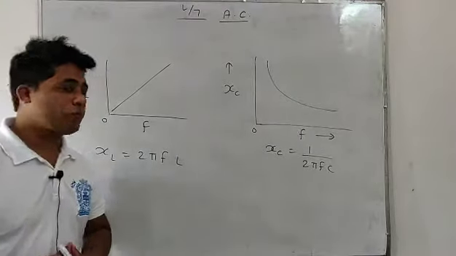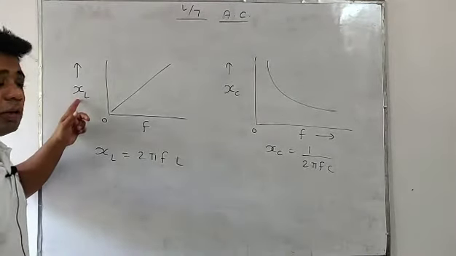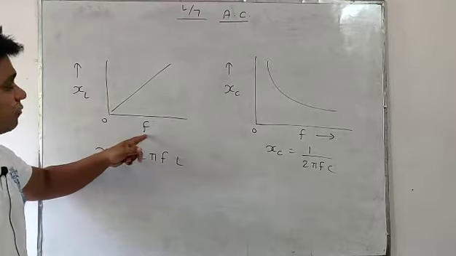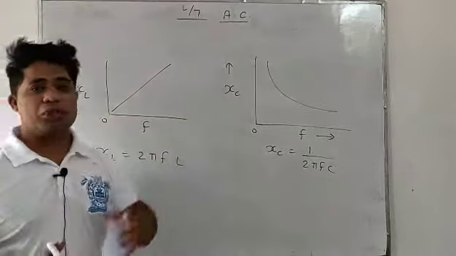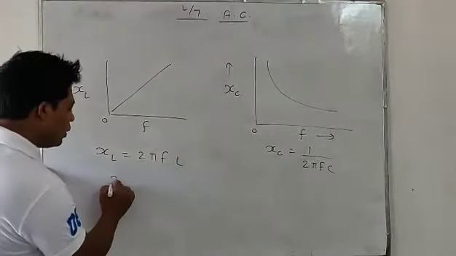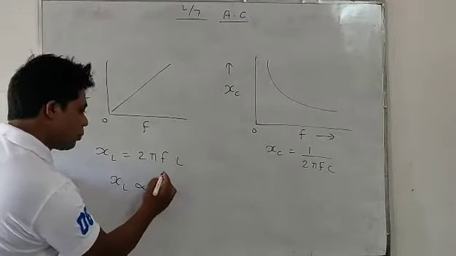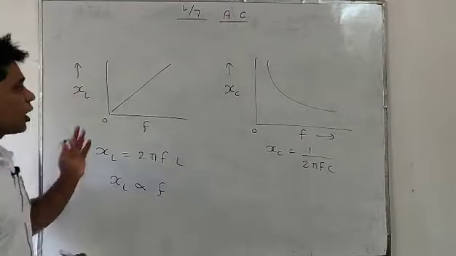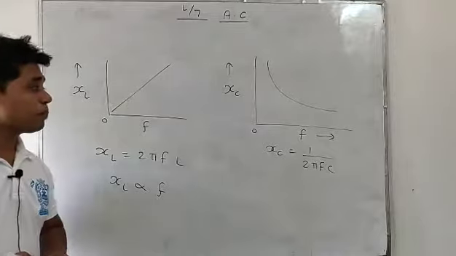Now students, the graph. When you draw the graph between inductive reactance and frequency F, the graph will be a straight line, because inductive reactance is directly proportional to the frequency. So the graph will be an increasing straight line.